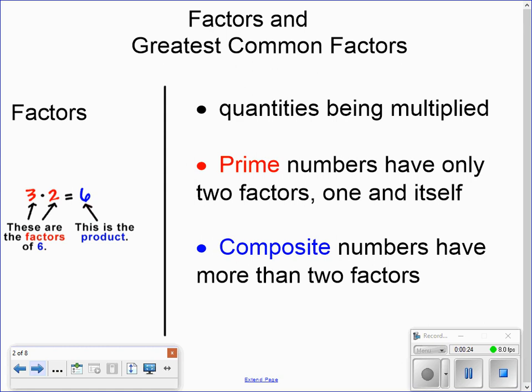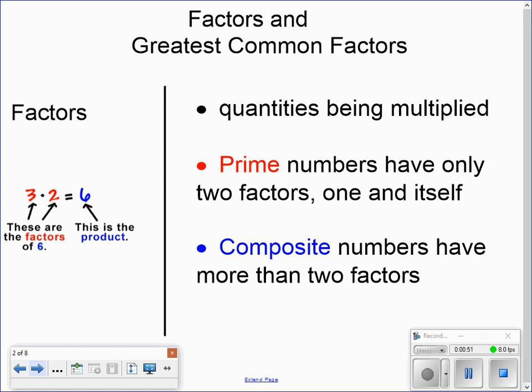Factors are the quantities that are being multiplied together to give you a number. When we look at numbers, we identify numbers as either being prime or composite. Prime numbers are numbers that only have two factors, so 1 and itself. For example, 7 would be a prime number because the only numbers that multiply to give you 7 are 1 and 7. Versus composite numbers, which have more than two factors.